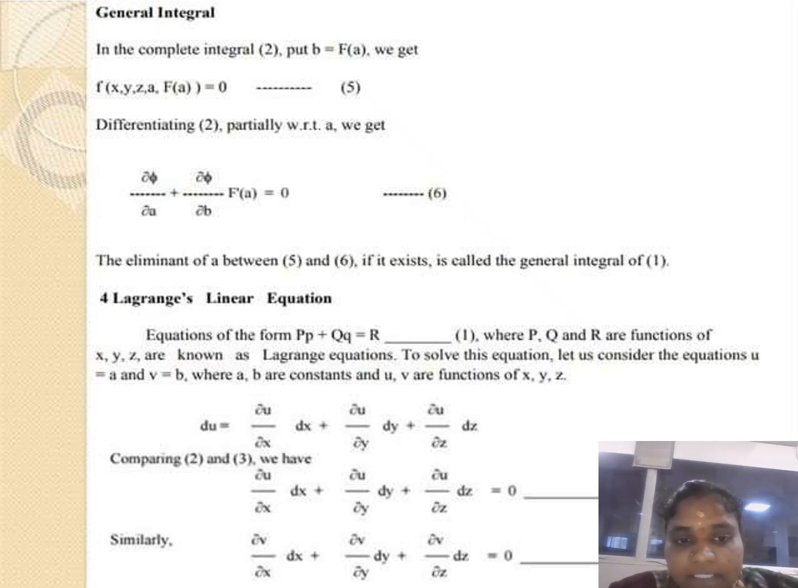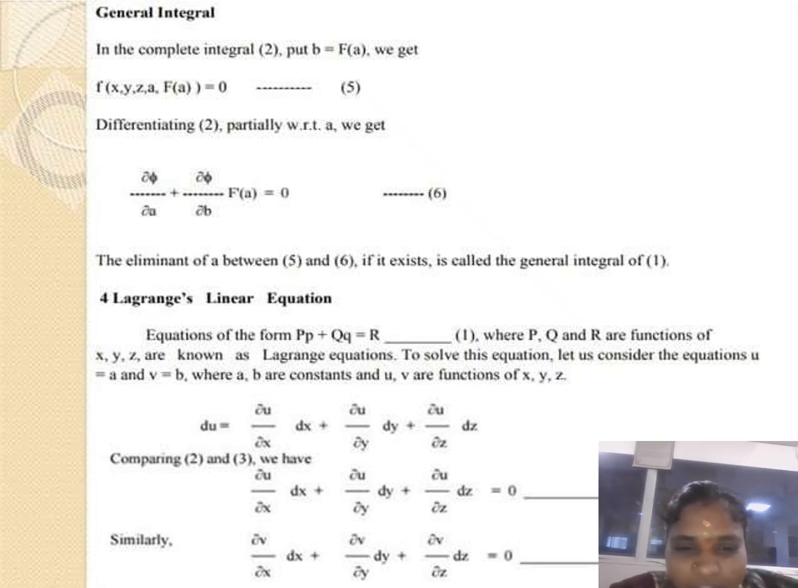The general form of the Lagrange linear equation is capital P into small p plus capital Q into small q equal to R. Here capital P, capital Q and capital R are functions of x, y, z. This is called the Lagrange linear equation. Suppose solving this equation, we consider the constant term u equal to a or some constant u equal to c1, and similarly v equal to b or v equal to c2.